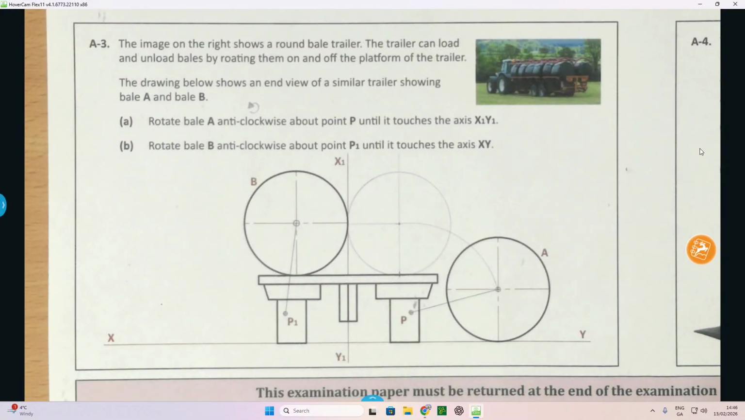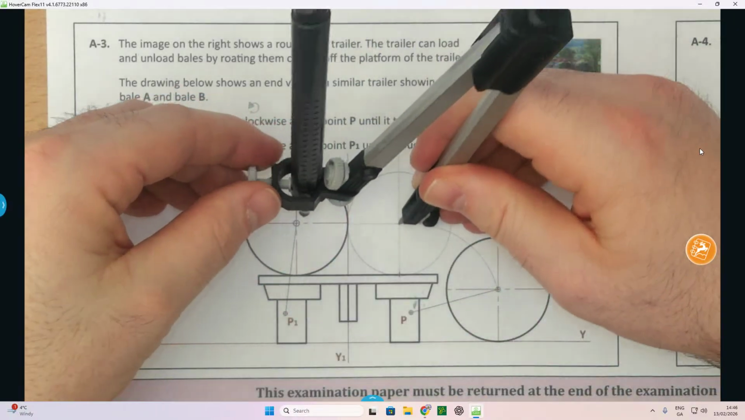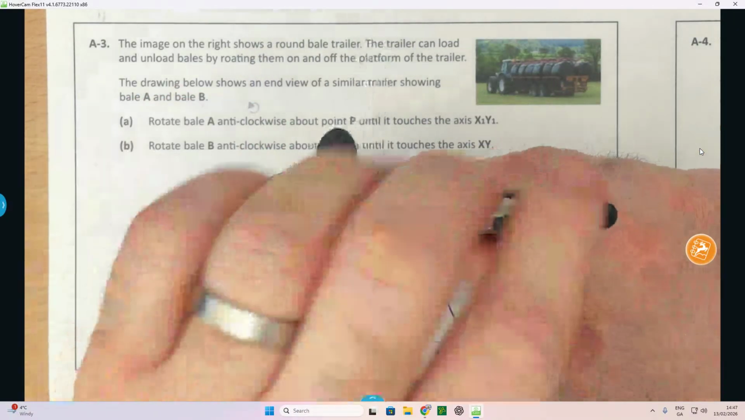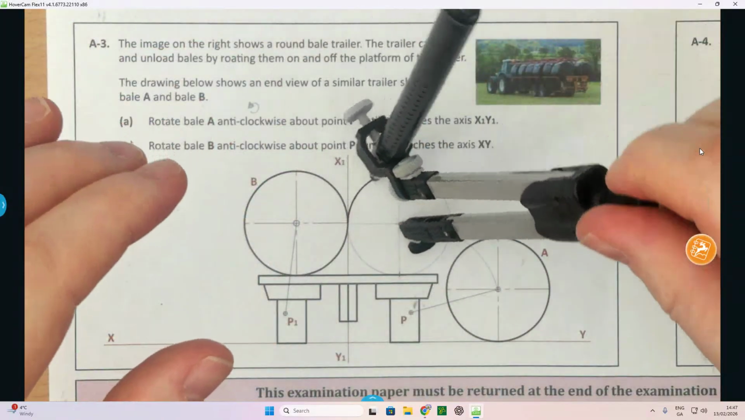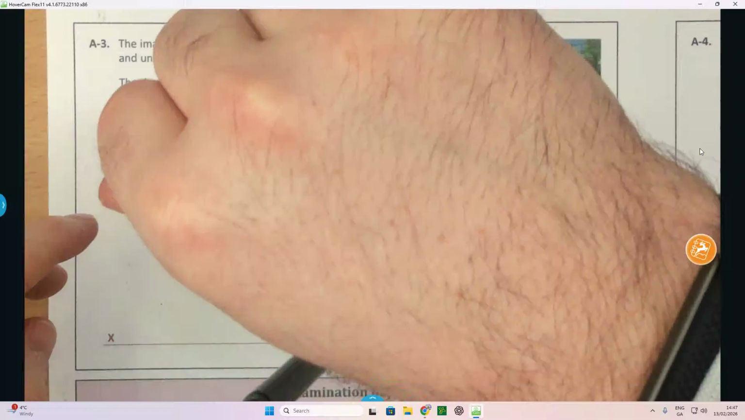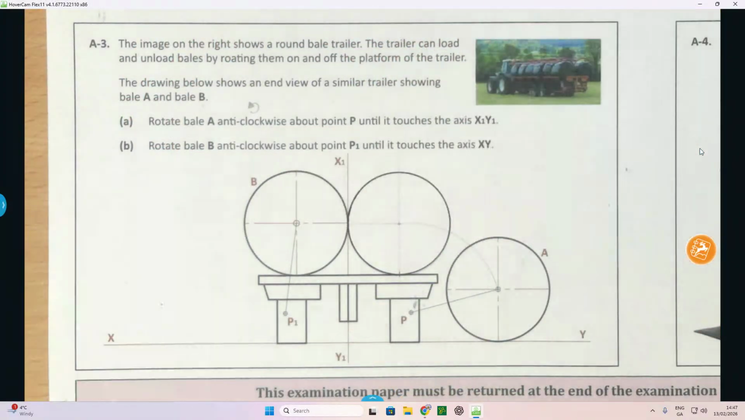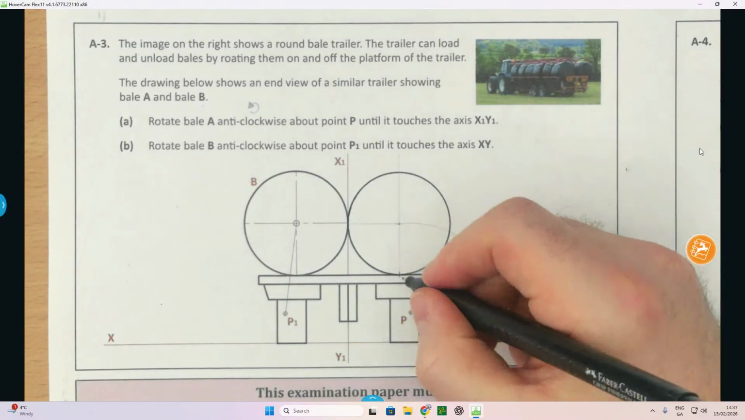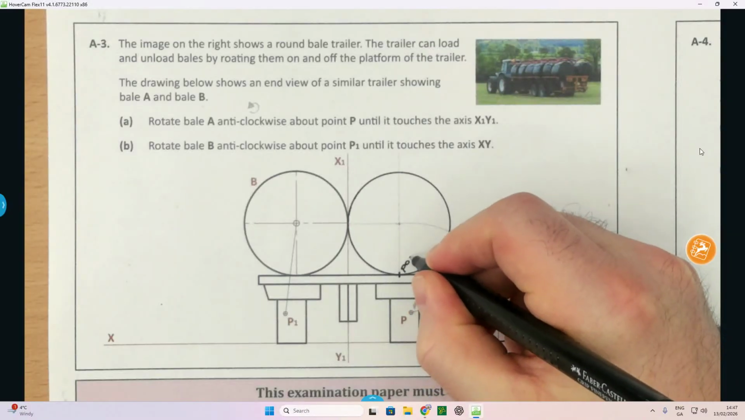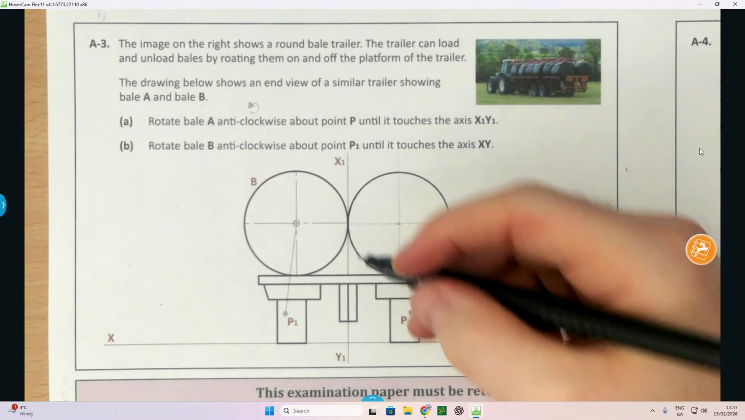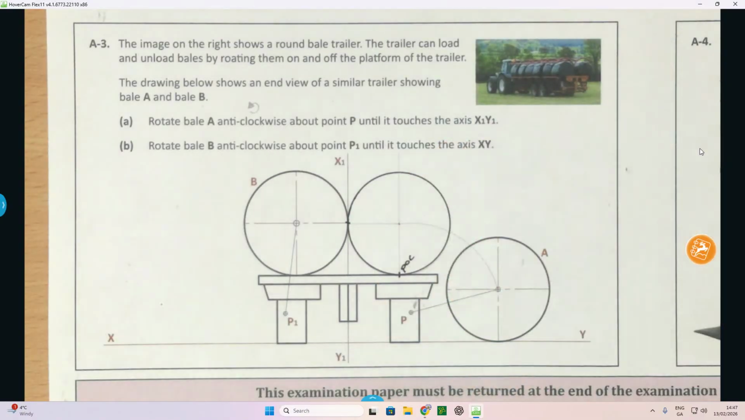They haven't asked us for any points of contact or anything like that, but I will put them in just for demonstration purposes. I'm going to heavy that in now a little bit better with my fine liner, to make it stand out a little bit more on the drawing. And there we go. Now, technically, where would our point of contact be? Our point of contact will be right here, because that's the point where it's touching. It's technically touching the other bale at a point there.